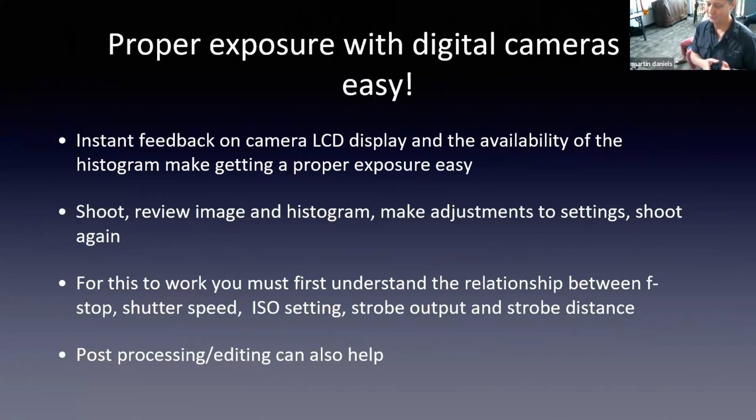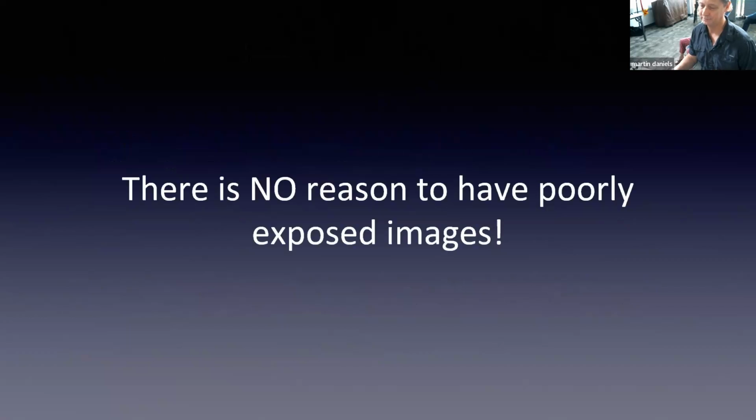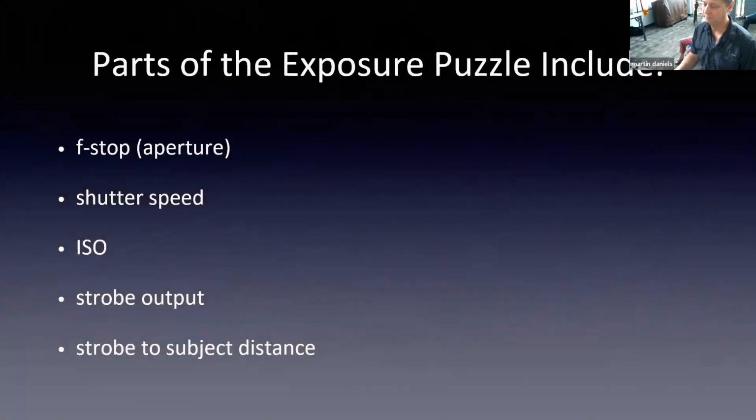But for this really to work, you've got to understand the relationship between your f-stop, the shutter speed, the ISO setting, the strobe output, and the strobe subject distance. And of course, editing on the computer will also help improve your images to help get them looking their best. So basically, there's no reason to have a poorly exposed image these days. Okay. So parts of the exposure puzzle include f-stop, shutter speed, ISO, strobe output, and strobe to subject distance.